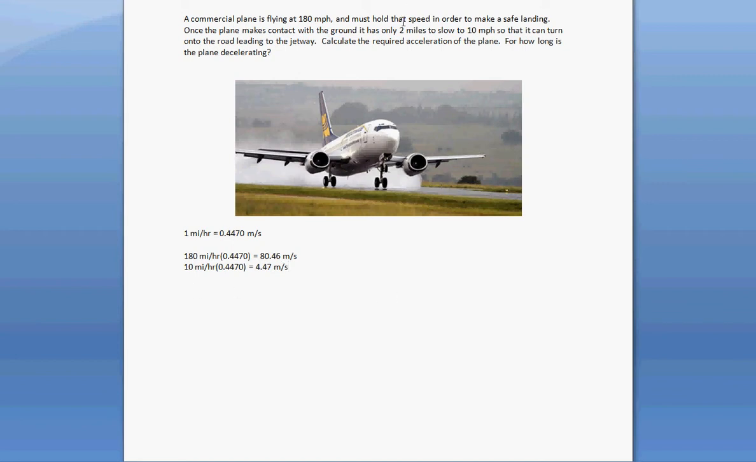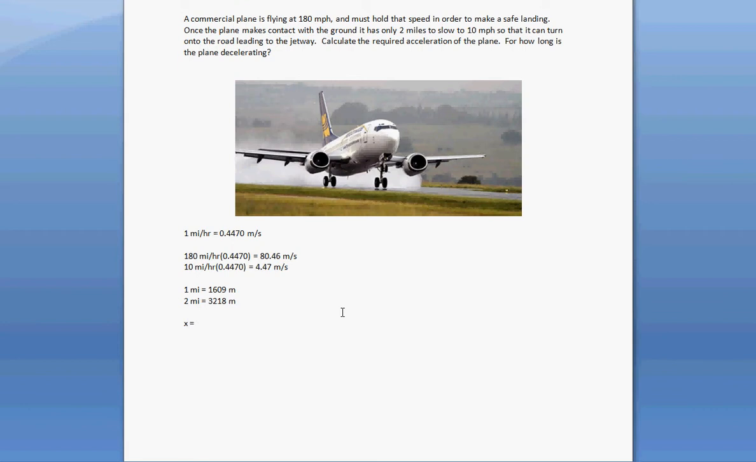Okay. Now we need to convert the 2 miles. So 1 mile is equal to 1609 meters. So that means that 2 miles is just double that. So 2 miles is 3218 meters. All right. Now that we've done that, we can actually start the problem because we have everything in meters and seconds. The first thing to do is to make the list.